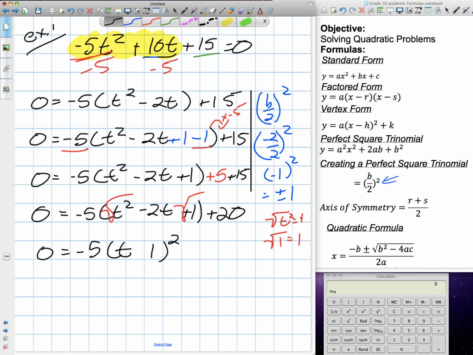Yes, because there's a negative sign in front of this 2, we bring the negative down. So it's t minus 1 squared plus 20, and at the beginning of the equation, -5. So, we still have to solve for t.